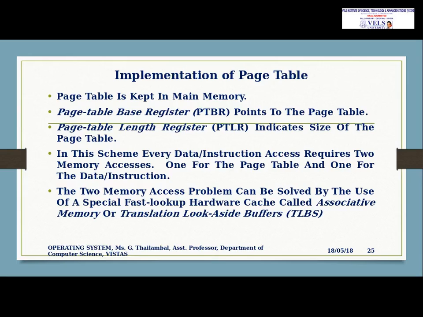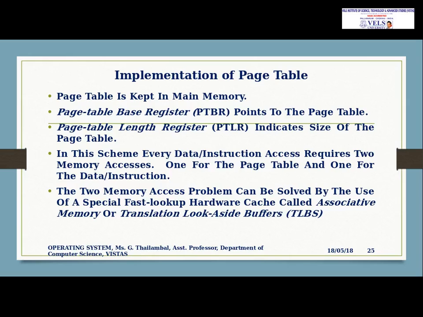And for giving a fast lookup for the data and instruction, it is using a cache memory or cache space, which is called associative memory or translation lookaside buffer, TLB. Translation lookaside buffer, TLB, and it is otherwise called associative memory. So what is fast lookup?